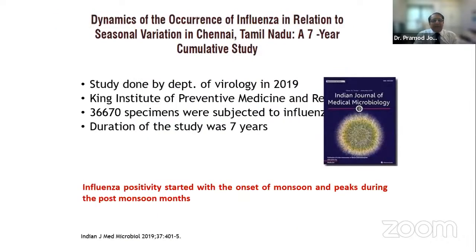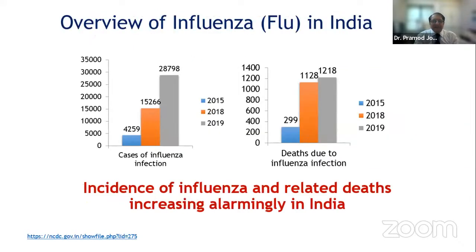Okay. And some of the studies published in some reputed journals have shown that influenza positivity has started with the onset of monsoon, and it peaks during the post-monsoon months. And the incidence of influenza and the related deaths has been increasing alarmingly in India.